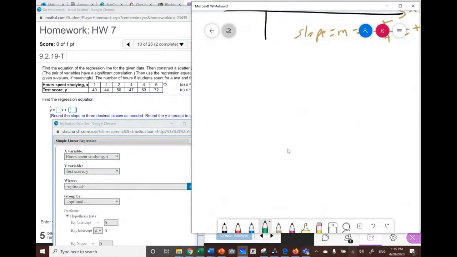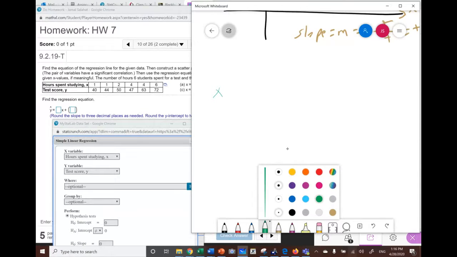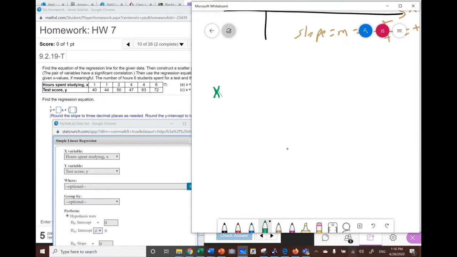And that is, before you make any decision, look at the X minimum in your table. Always look at the X min and look at the X max. Now the X min is 1. The least number of hours studied is 1. And the maximum number of hours studied is 6.